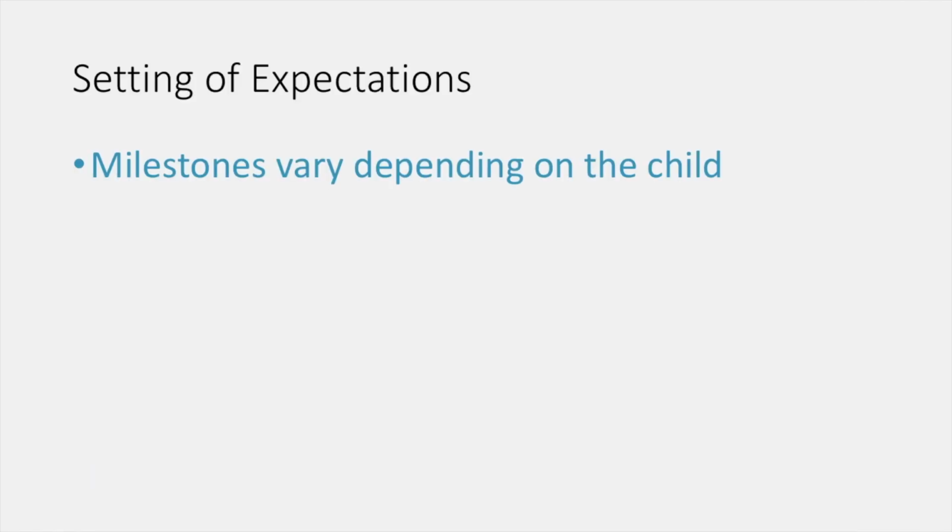1, milestones vary depending on the child. We learn hard and fast dates, but that's not reality. One kid might start to walk a month later than their neighbor, and that's normal, but parents will worry because Google will tell them that their kid is delayed.